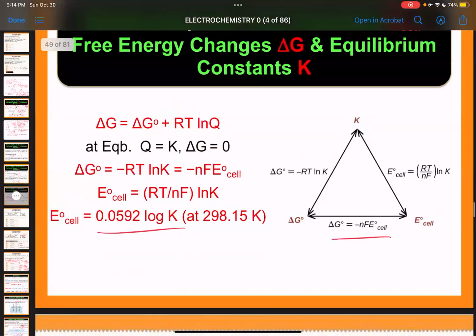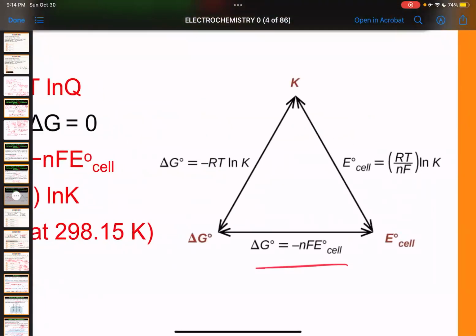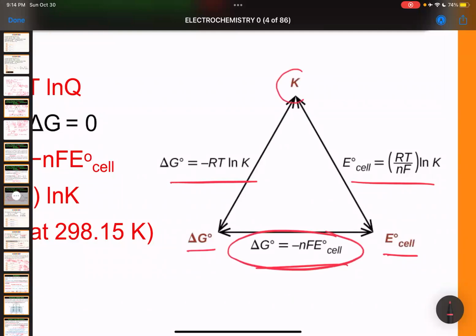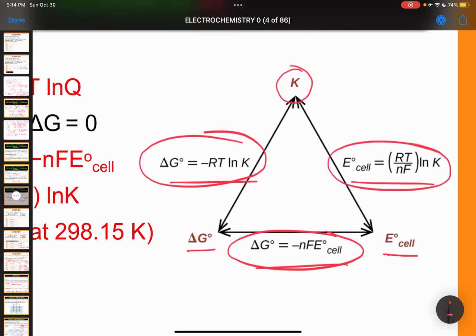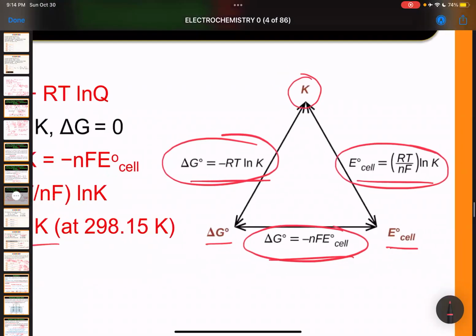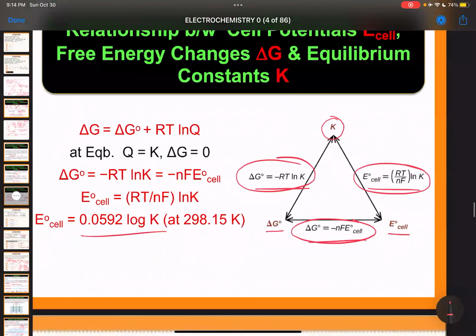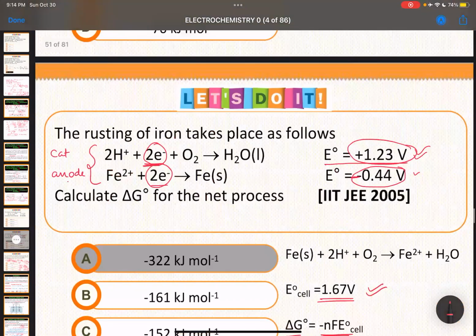Formula you can remember, and you can interconvert all the values into one another. Okay, EMF of the cell gives free energy change. This is a relationship: it gives free energy change and equilibrium constant. And EMF of the cell and the equilibrium constant. This is what we discussed last time, right?